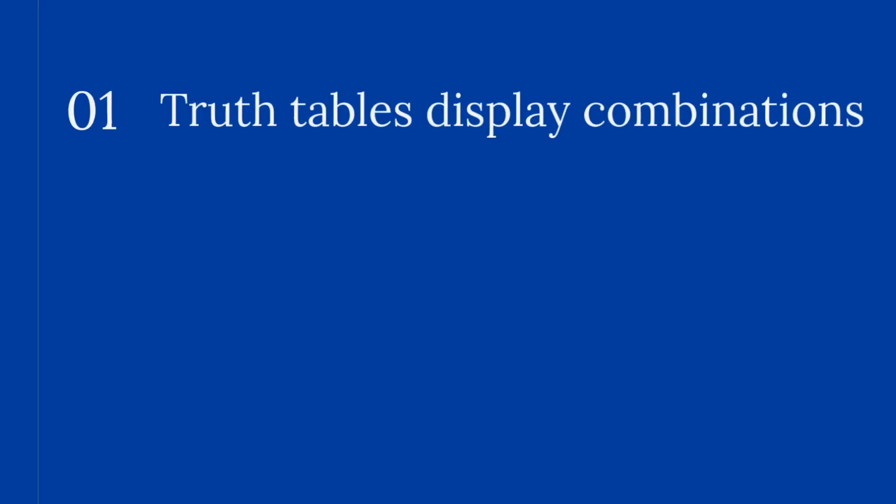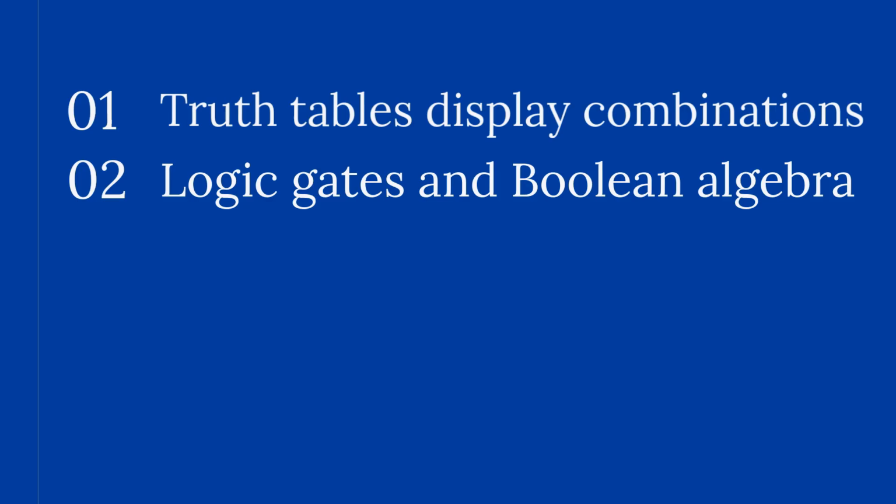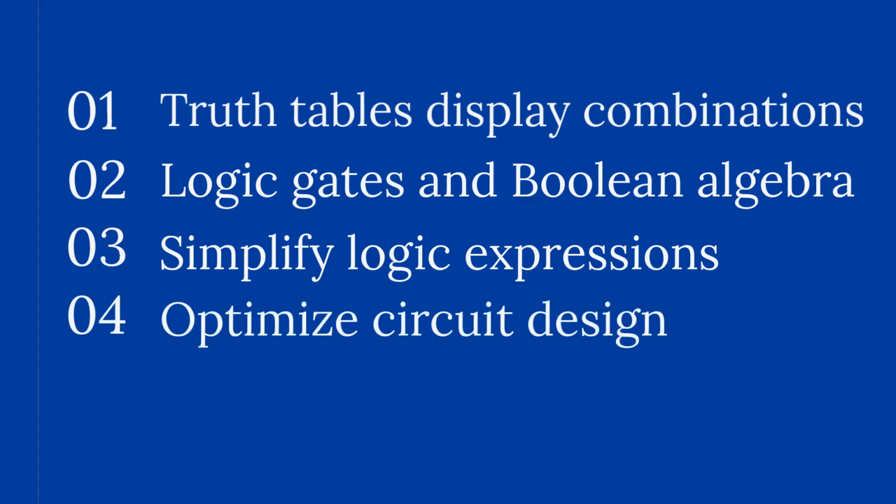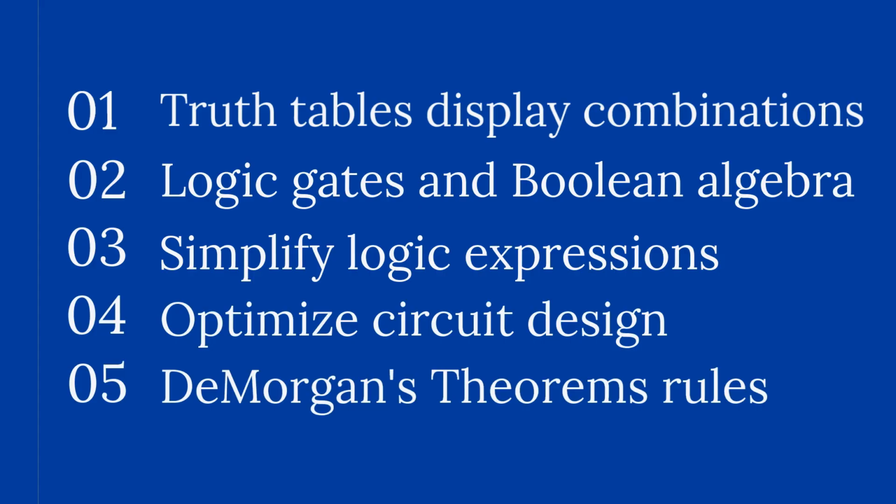Truth tables display all input-output combinations for logic gates. Boolean algebra simplifies logic expressions, optimizing circuit design. Key laws include identity, null, and involution. De Morgan's theorems provide transformation rules. Mastering these concepts aids in efficient circuit implementation.